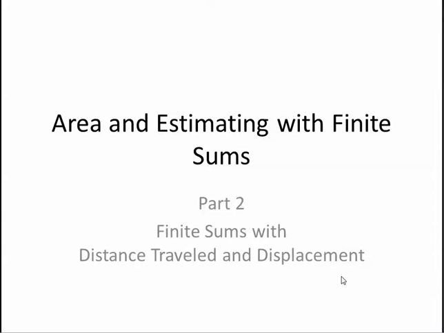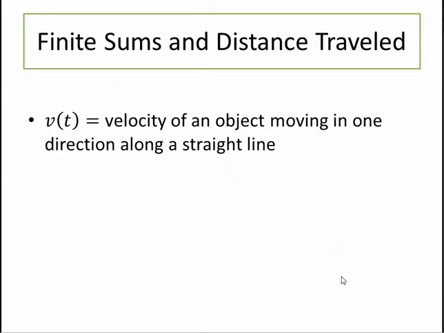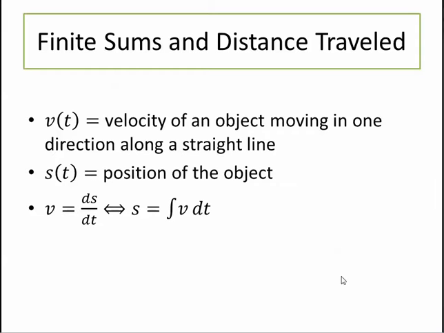To begin with, let's assume that we have an object moving in one direction along a straight line, and let v of t be the velocity of that object at time t. Let's also represent the position of that object on the line by s of t. Now we know from calculus 1 that velocity is equal to the derivative of position with respect to time, or that position is the antiderivative of velocity.